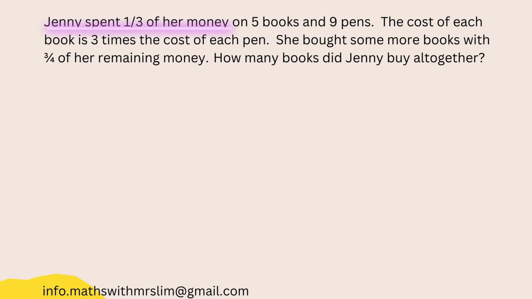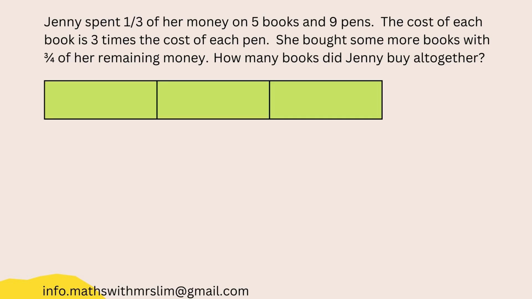Jenny spent 1/3 of her money. What does this 3 represent? It represents the total amount of money she had at first. Correct? In this case, we can draw 3 units to represent the total amount of money she had at first. We cut 1 unit out. This unit can buy 5 books and 9 pens.